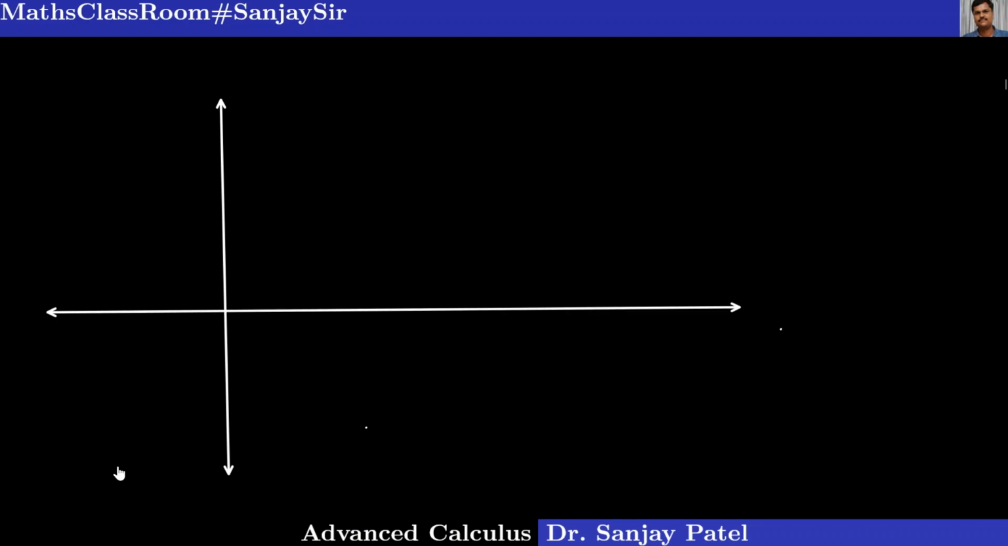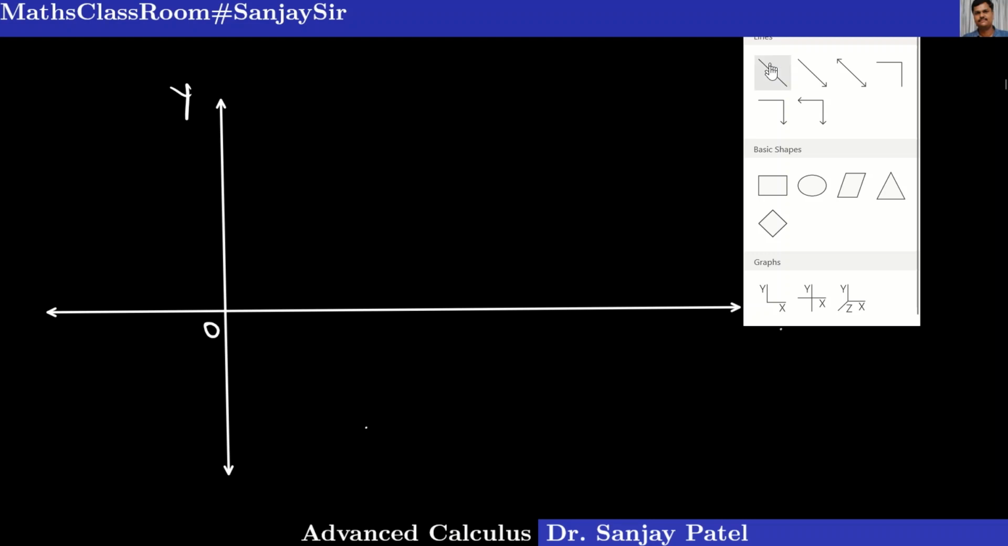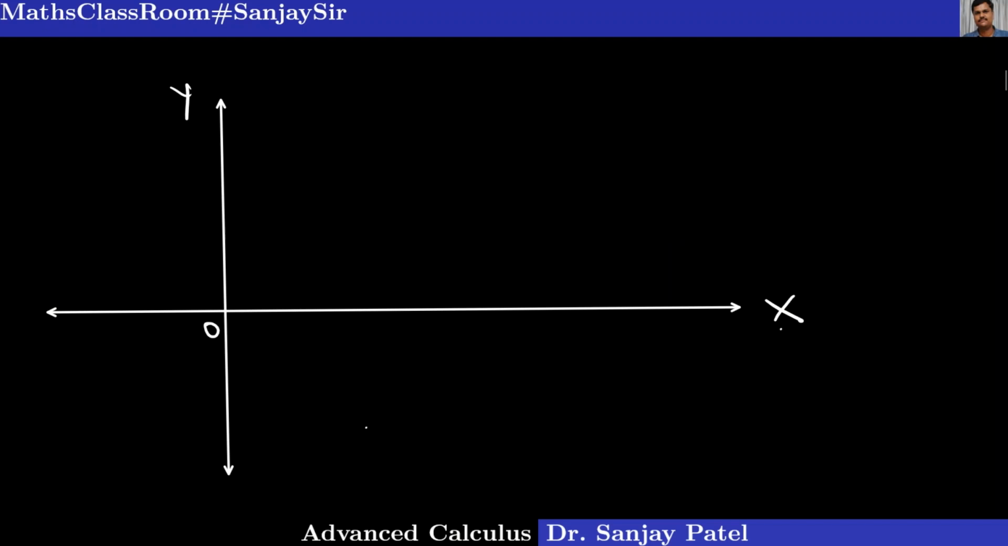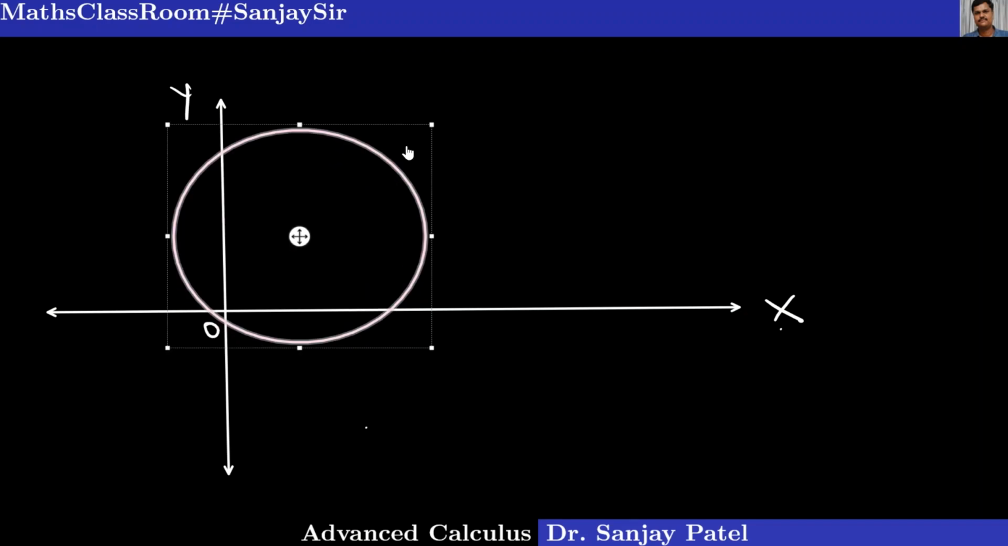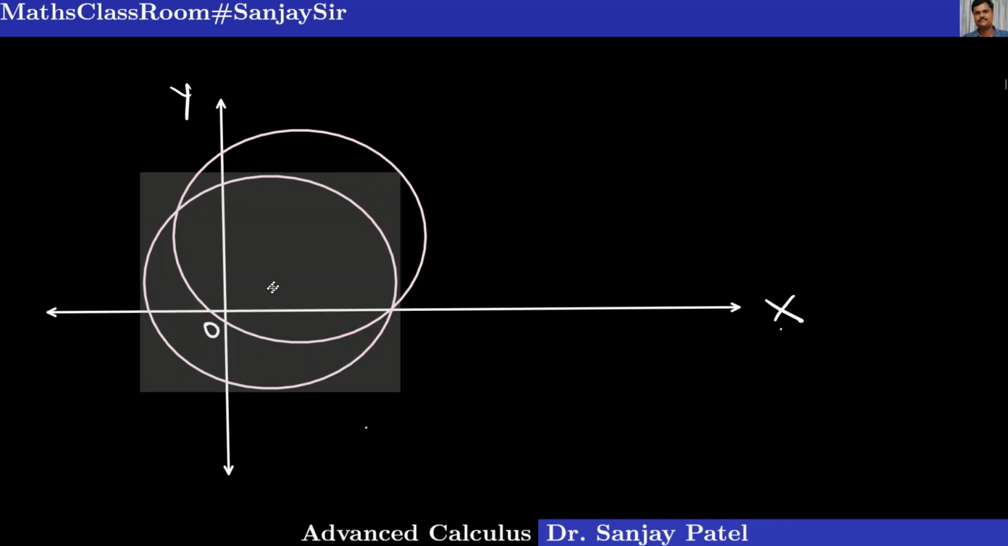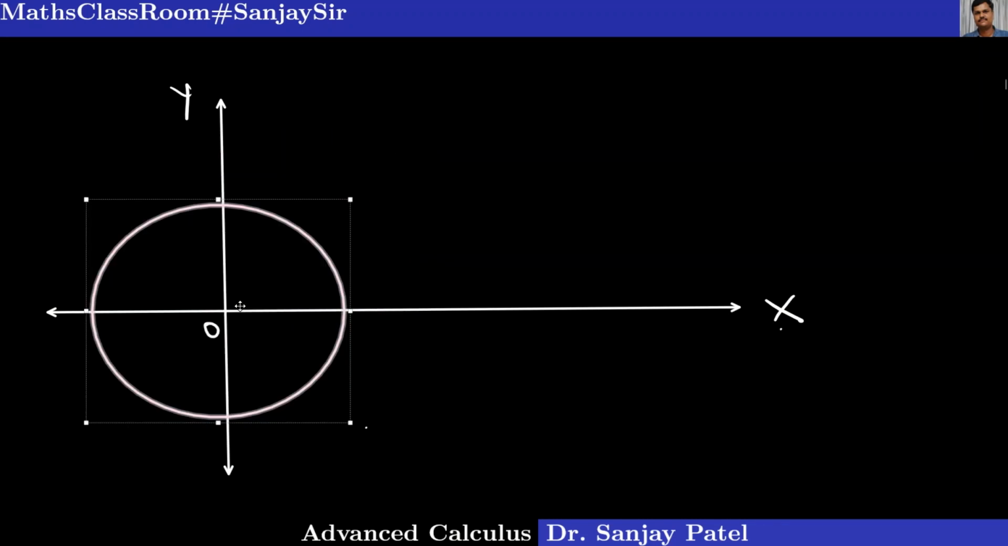This is my x-axis, this is y-axis, origin. Now let us draw a circle, unit circle with radius 1 and center at 0, 0. Let me shift this, put it here. So this is a unit circle.